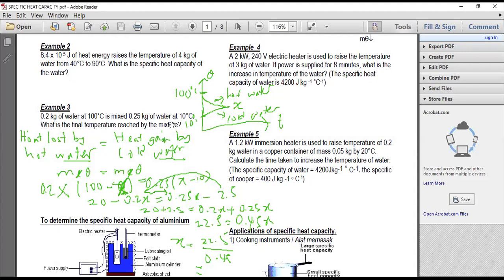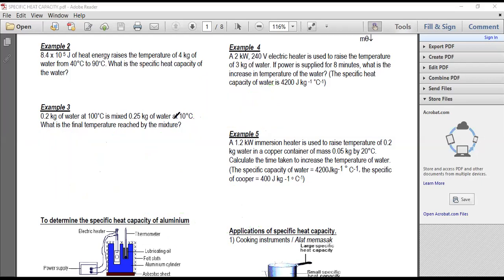So you get 50 degrees Celsius. Okay, 50 degrees Celsius. So this is how you do it, involving changes in temperature.